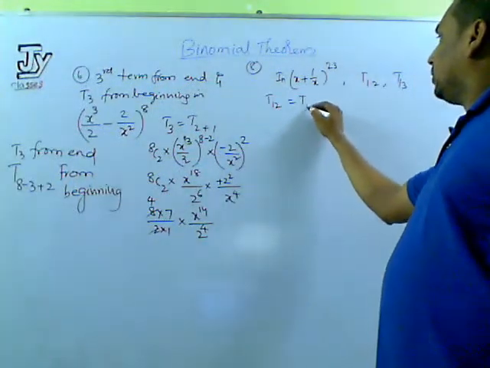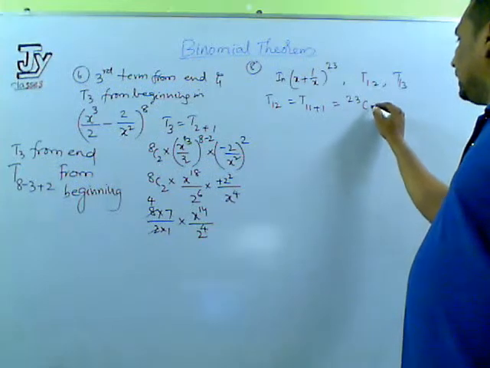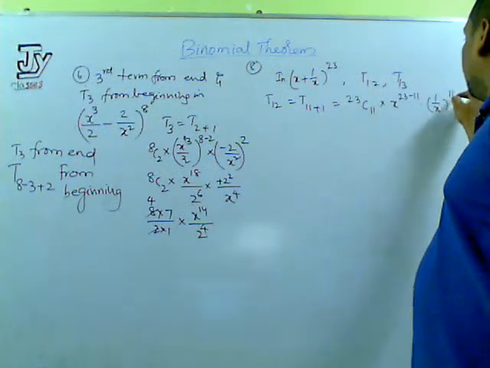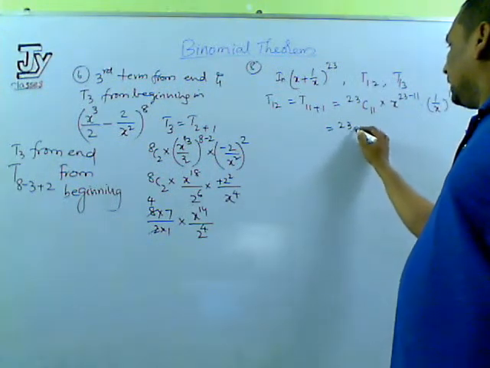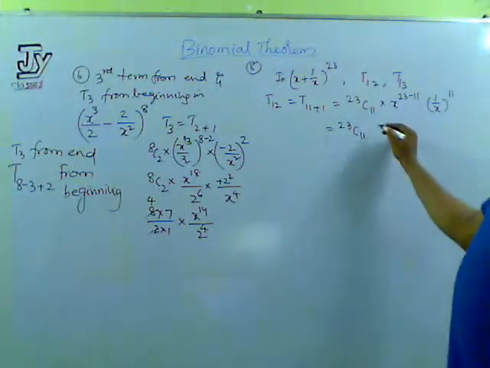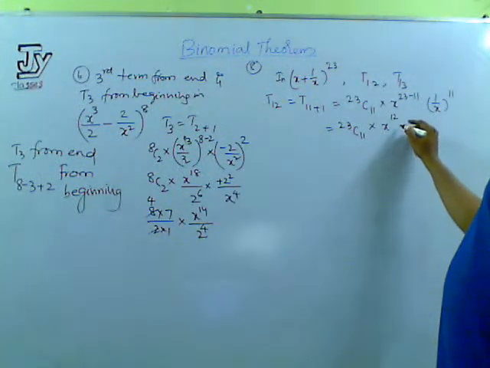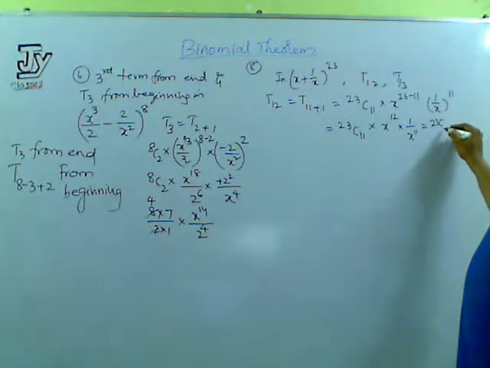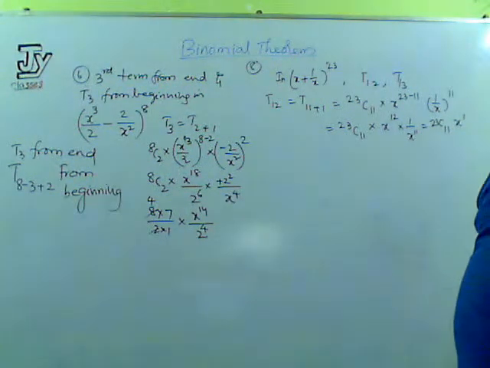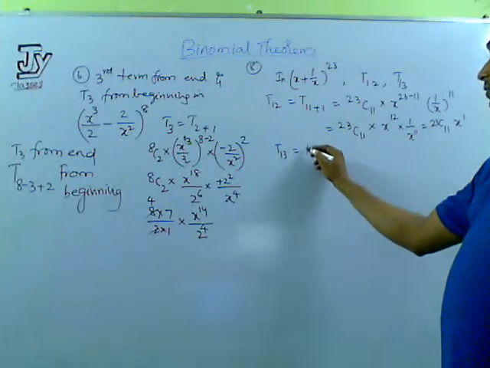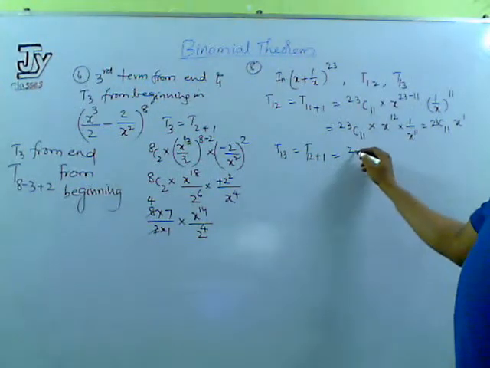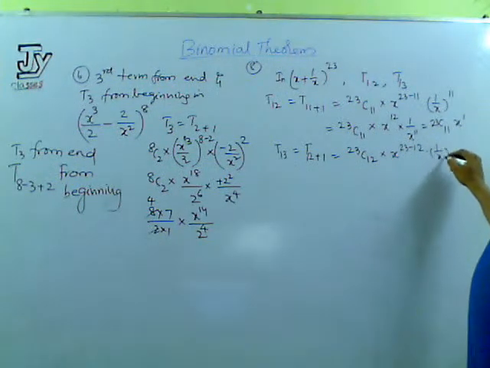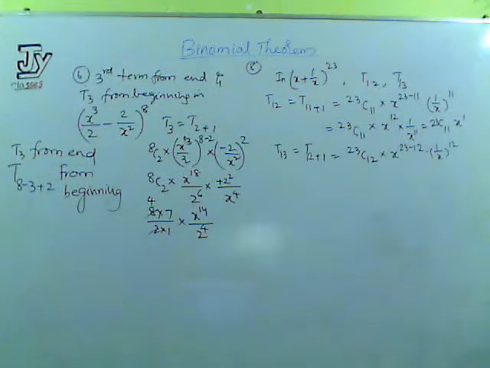So T12 is equal to T(11+1), which is 23C11 into x^(23-11) into 1/x^11. So that is 23C11 into x^12 into 1/x^11, that is 23C11 x^1. T13 is equal to T(12+1), so 23C12 into x^(23-12) into 1/x^12.